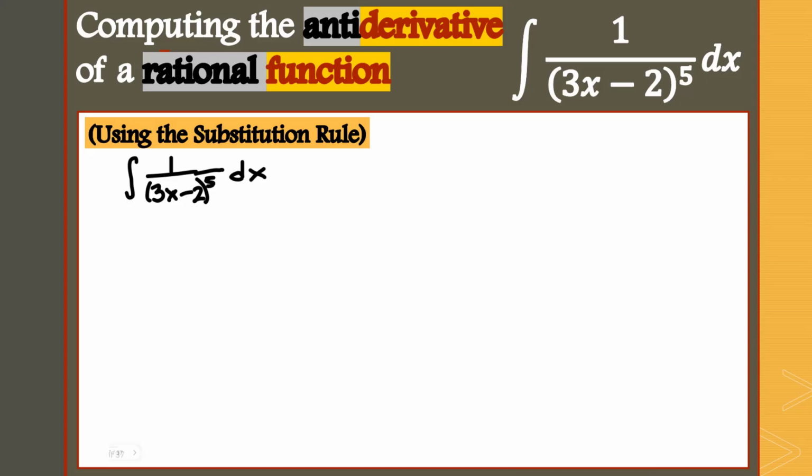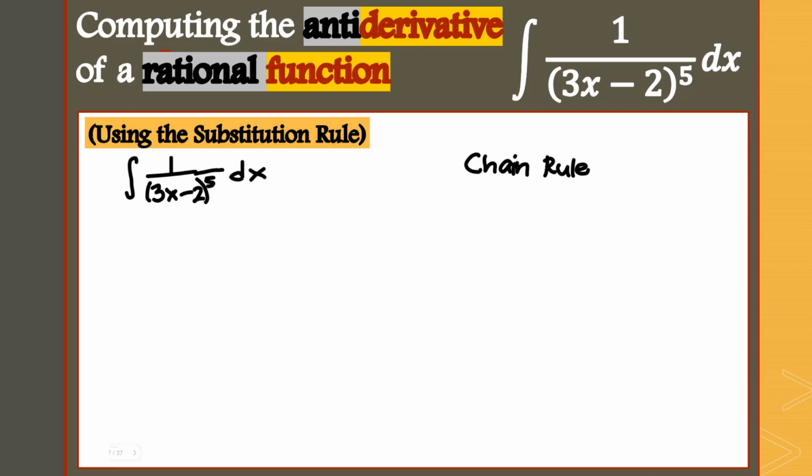Because for the chain rule, you still need to identify g prime of x as part of the idea or the concept for the chain rule. Now, for the substitution rule, we just need to let the function, specifically here 3x - 2, be a certain variable and work on that step by step.